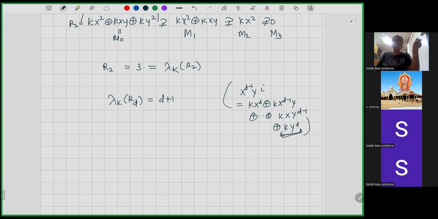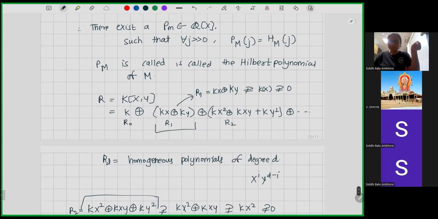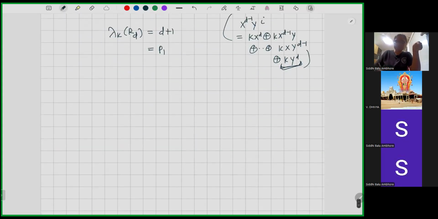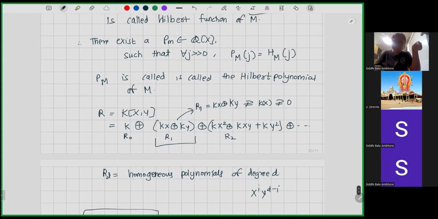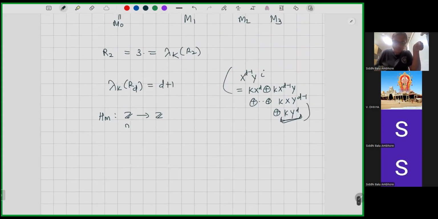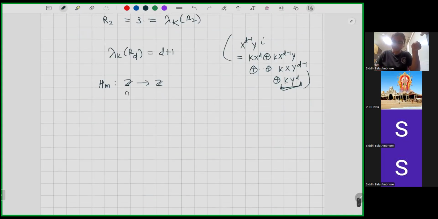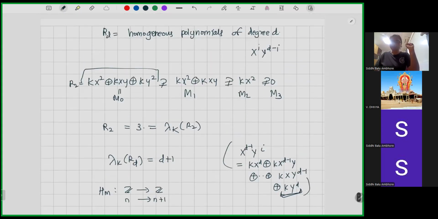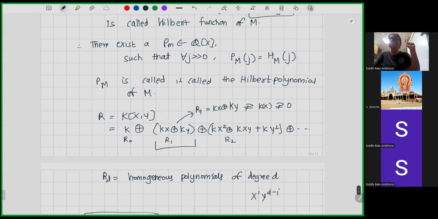So therefore, this is lambda k Rd and therefore this is P1. Okay. And here we want there exists some Pm in Qx such that Pmj is equal to Hmj, okay, for j big enough. So that is satisfied. So therefore my Hilbert function looks like this. Hm from Z to Z. The zeroth component has 1, so here 2 has 3. So n goes to n plus 1. Okay, and for j big enough, I want Pmj equal to Hmj.